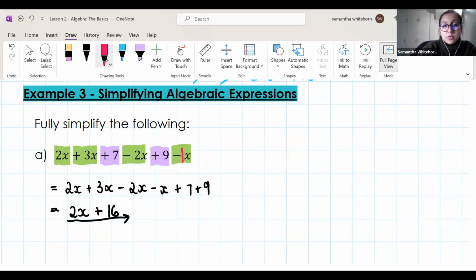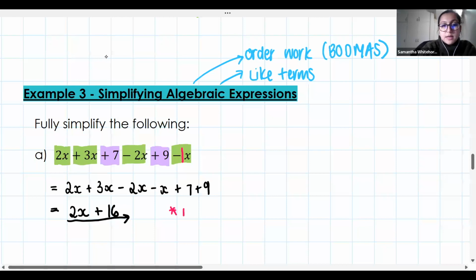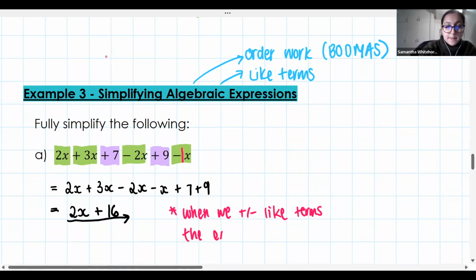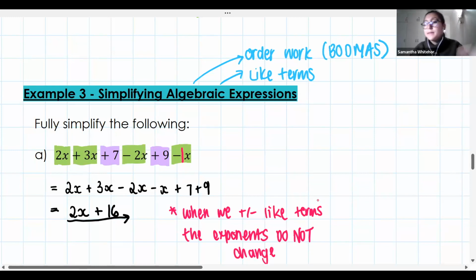So guys, very importantly, double check for like terms. And remember that when we add or subtract like terms, the exponents don't change. All right, so please bear that in mind.